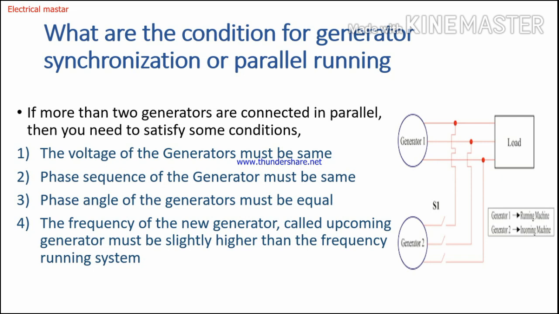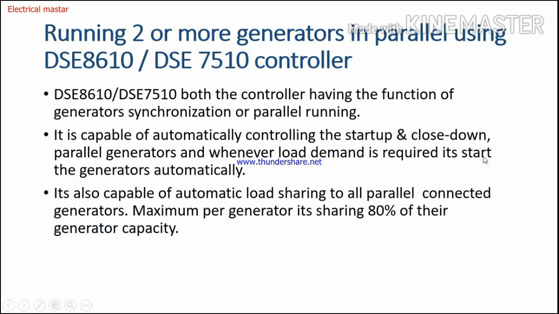While doing the synchronization, the synchronoscope meter detects the running generator frequency and also the newly connected, upcoming generator frequency. It is a little bit higher. See this picture, this is the running generator and this is generator 2 which will be connected in parallel. At that time, the synchronoscope meter will check that the incoming generator frequency is a little bit higher than the existing generator. When the condition is satisfied, it will close the switch to connect to our common bus. Only these 4 conditions should be satisfied, and you can easily parallel the generators.